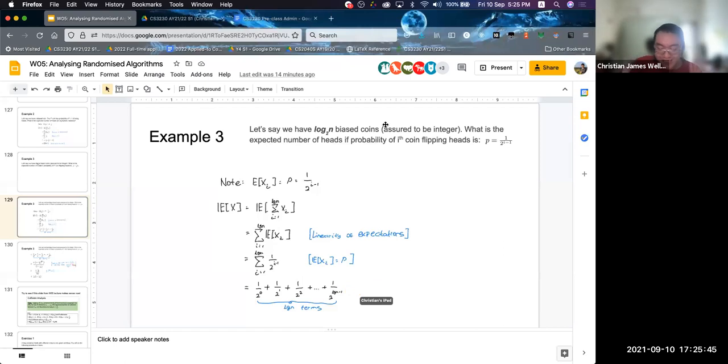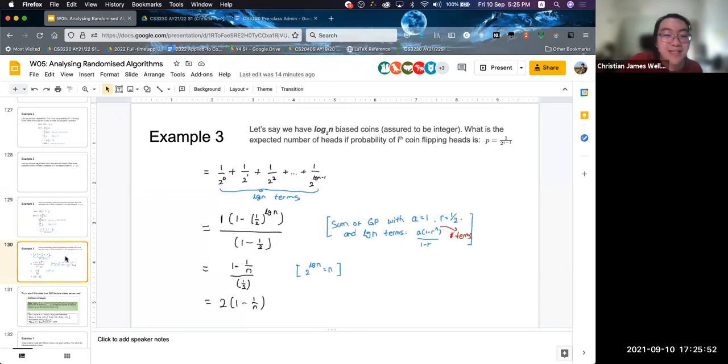Part 2 of this question is to collapse this series exactly. This series is a geometric series. Hopefully you know that this is called a geometric series by now. It starts with a equals 1, because 1 divided by 1 equals 1. The common ratio is half, and the number of terms equals log n.